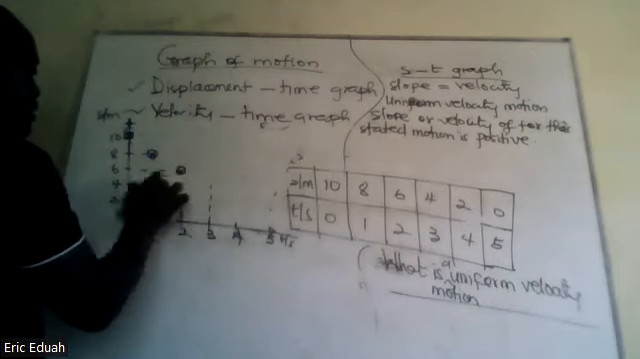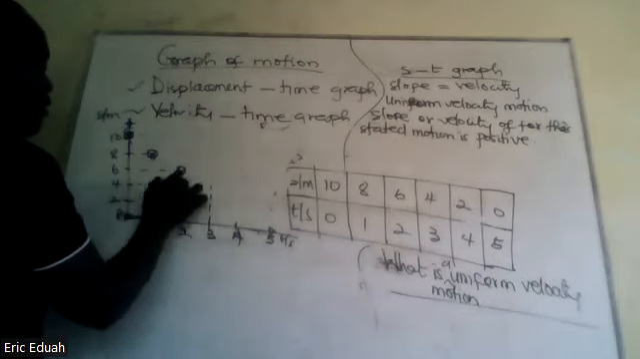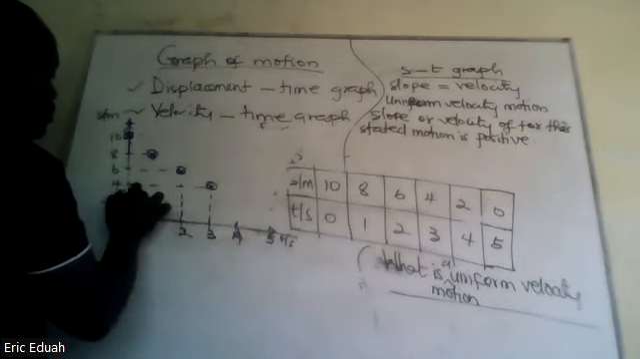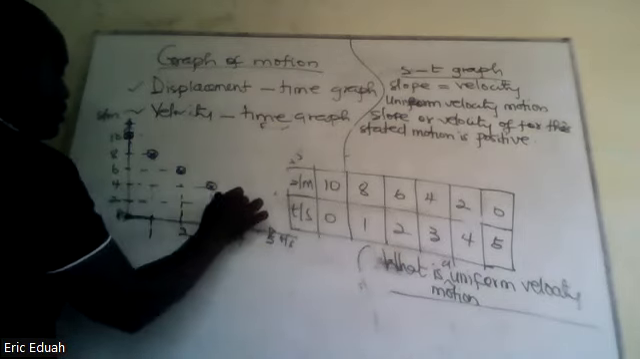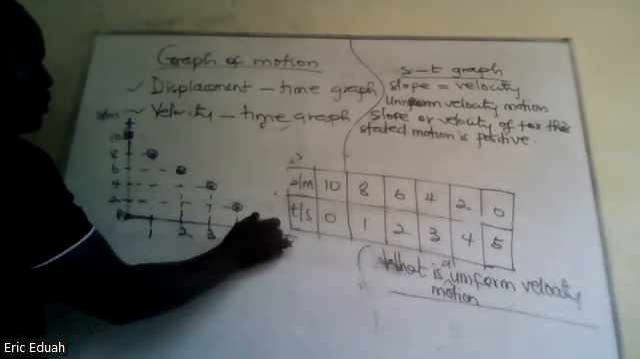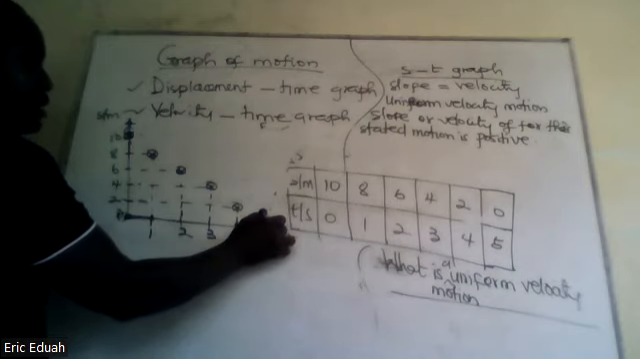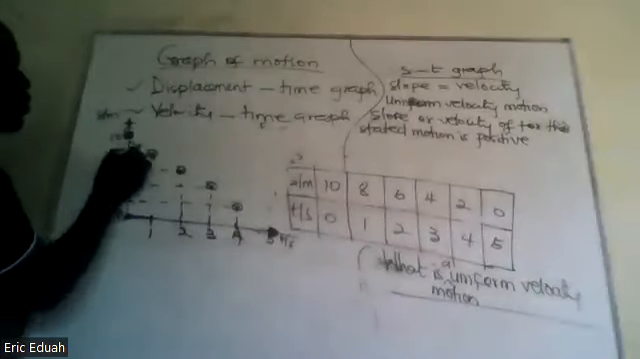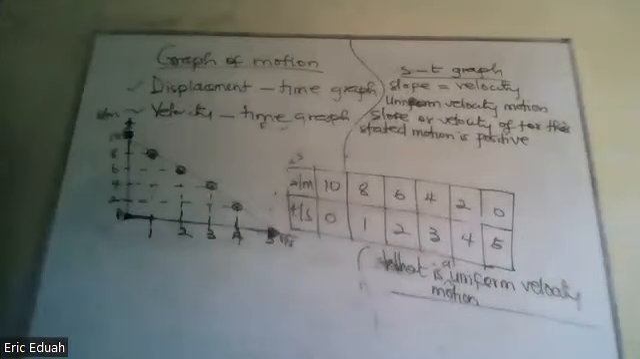When time is 3, it is 4. Time 4, 2. When time is 5, the distance is 0. When you join the points, you also have a straight line.